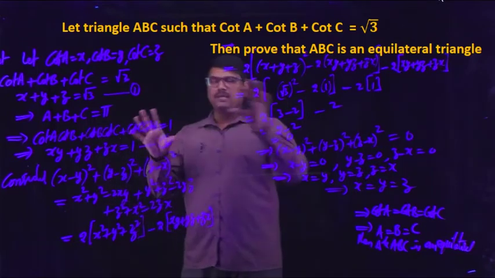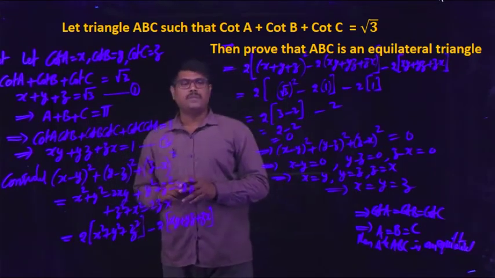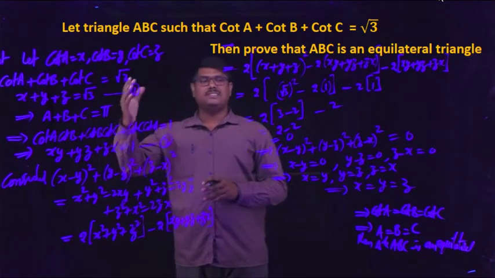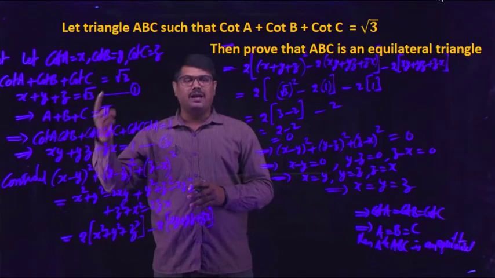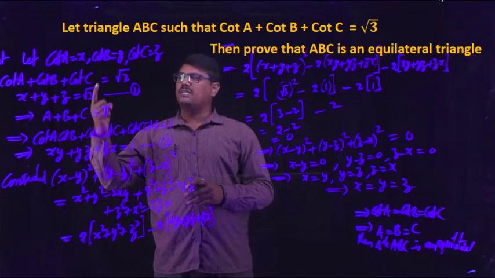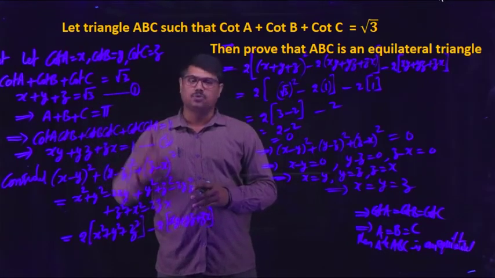So let me explain the overall concept of the problem. The main concept is they have given two points. One is that ABC forms a triangle and one condition related to cot, that is cot A + cot B + cot C = root 3.